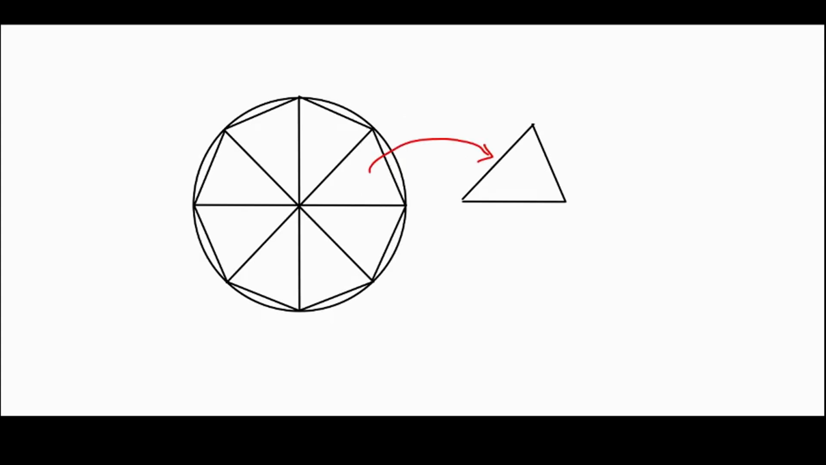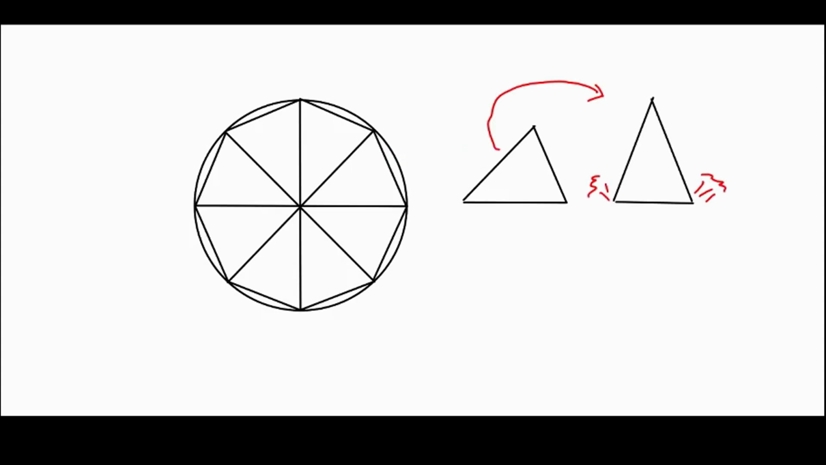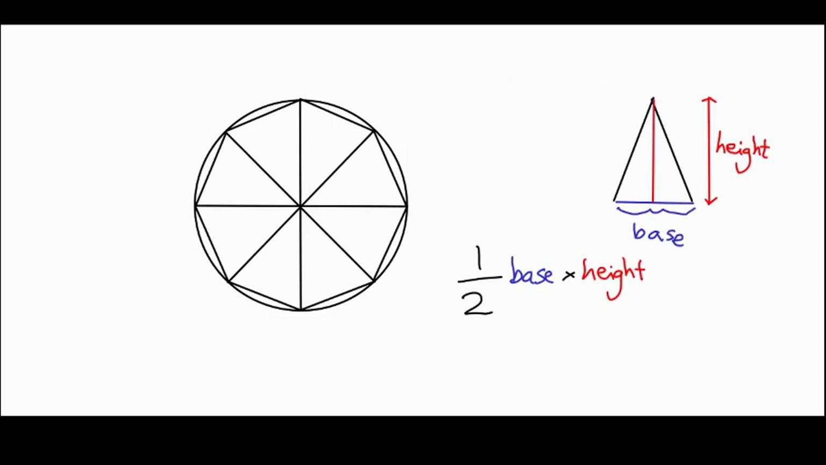Well, let's take one of these little triangular segments out, and then let's turn it on its side. And here's what the formula is. So the bottom of the triangle is called the base, which I've coloured in blue. And the vertical height of the triangle is called the height, which I'm colouring in red. And the area of the triangle is a half times the base times the height. So you times the base and the height and you divide by 2.